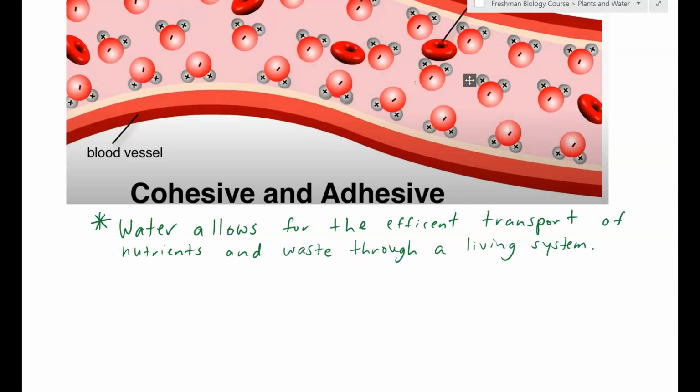So where the universal solvent property again breaks those nutrients down, water, through cohesion and adhesion, is able to help move these things through the body. Let's take a look at the two principles here. The first one is the idea of cohesion.